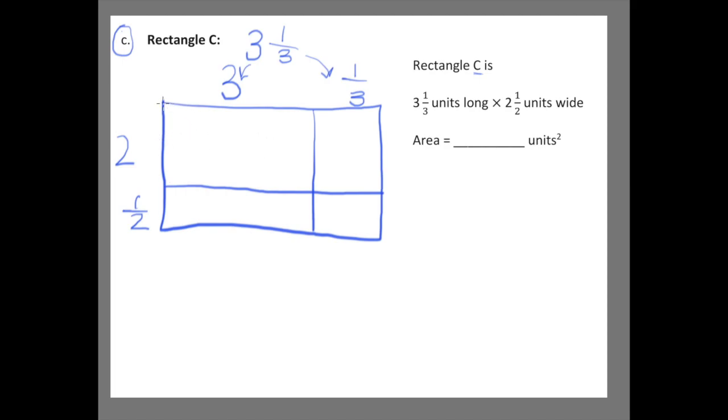So for this rectangle right here, we have 2 times 3. 2 times 3 is 6. So that's our first partial product. Now we're going to move to the right for our second partial product. Our second partial product is going to give the area of this rectangle that I am outlining in green. It's 2 units tall and 1/3 units wide. That's 2 times 1/3.